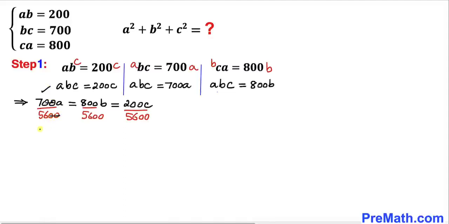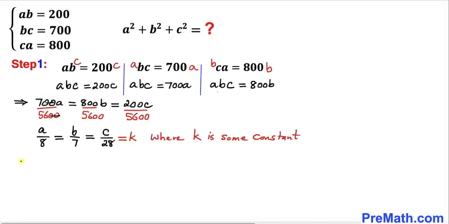And now we can see this first fraction is going to reduce to, if we take out these zeros, A divided by 8 equals, let's go ahead and reduce this one as well. So that is going to give us B divided by 7 equal to, let's take care of this one as well. So this reduces to C divided by 28. And now let me go ahead and equate all these equal to some constant K. Then we can equate them individually.